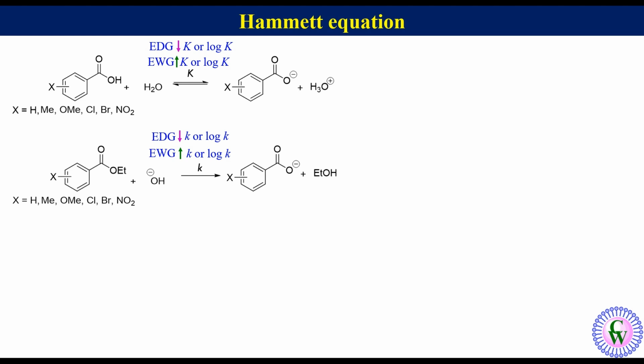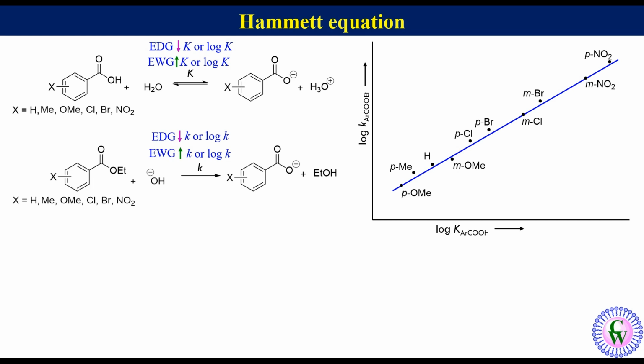So, if we plot rate constant for esters against the log of dissociation constant for different benzoic acids, we get a straight line with positive slope like this, where we can see that the values of log small k and log capital K are smaller when the ring is substituted with electron donating groups, while greater when the ring is substituted with electron withdrawing groups compared to the case when there is no substitution.